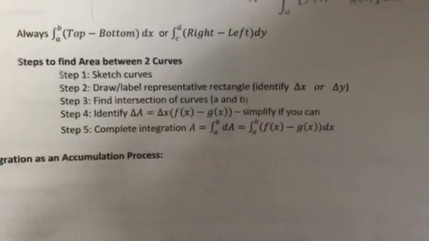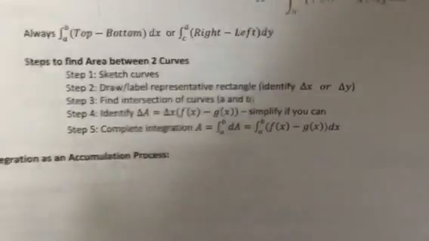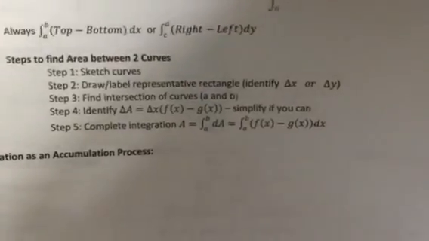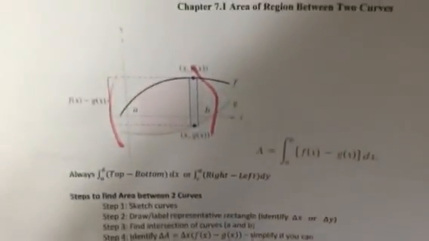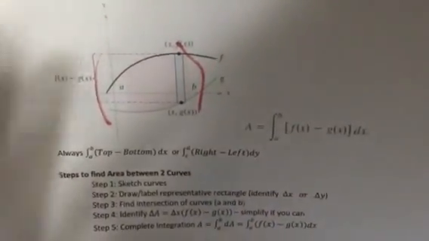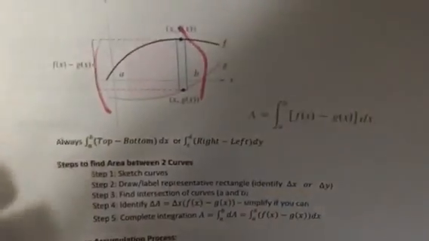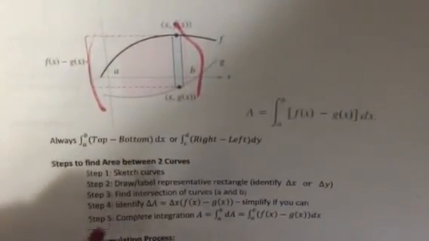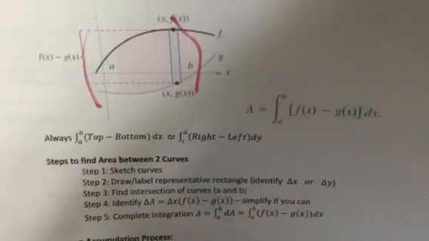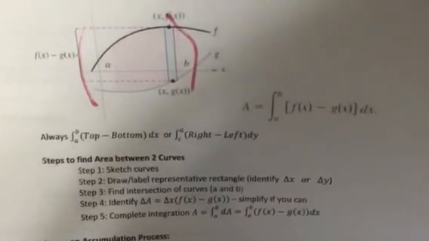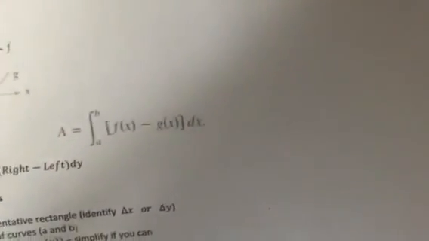And then step 5 is you complete the integration, and you just basically solve the integral, just as we would do any other time. And remember that it's always a to b, top minus bottom, dx, or c to d, right minus left, dy. But this right here, A equals the integral from a to b of f of x minus g of x dx, is just your general formula for these area of a region between two curves problems.